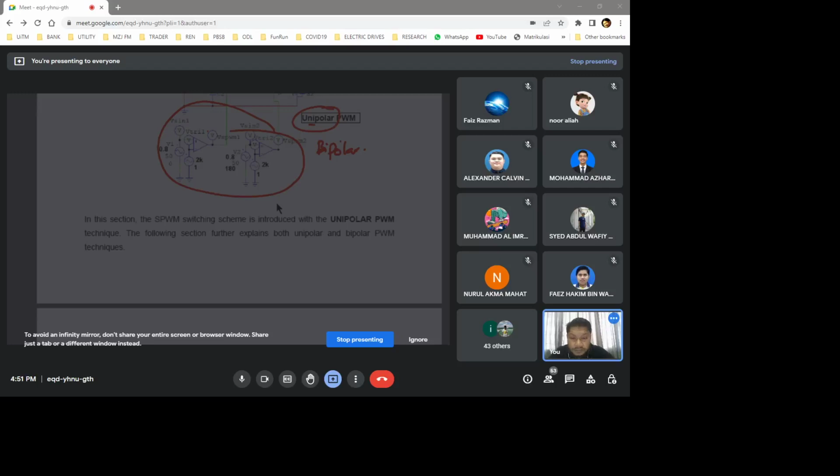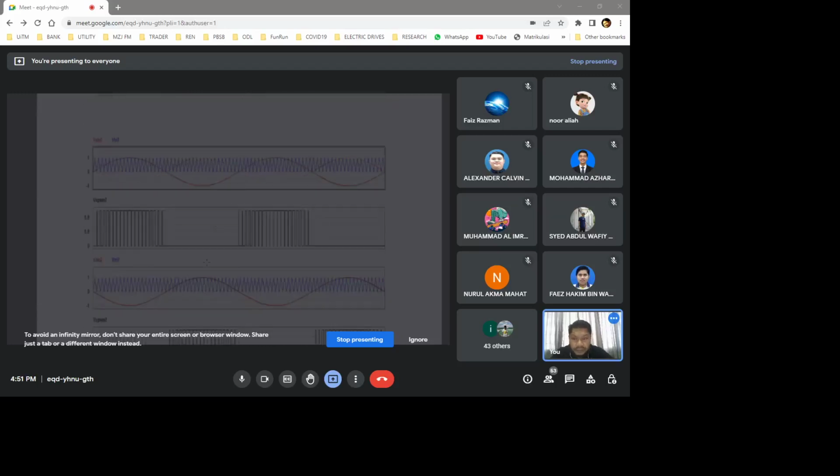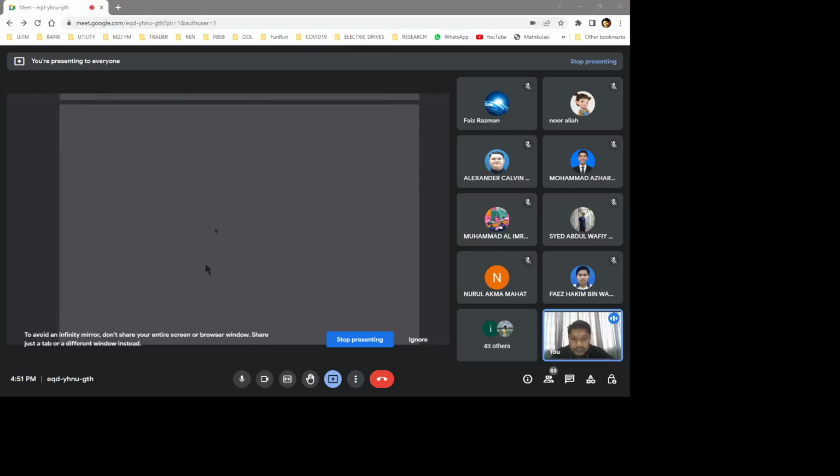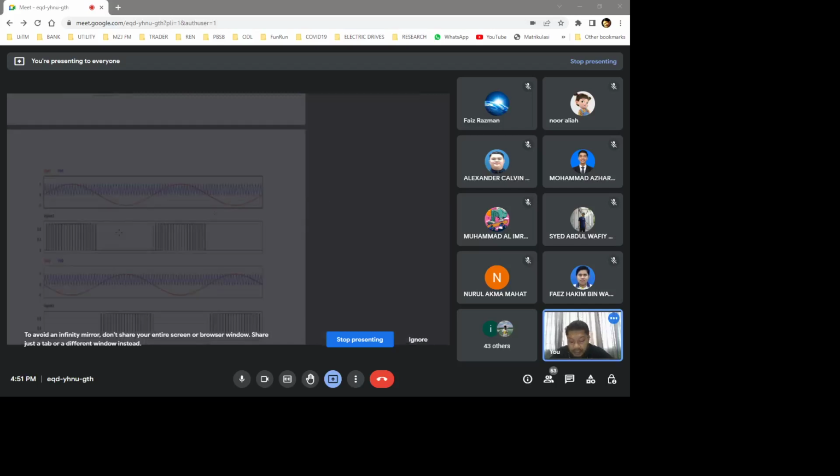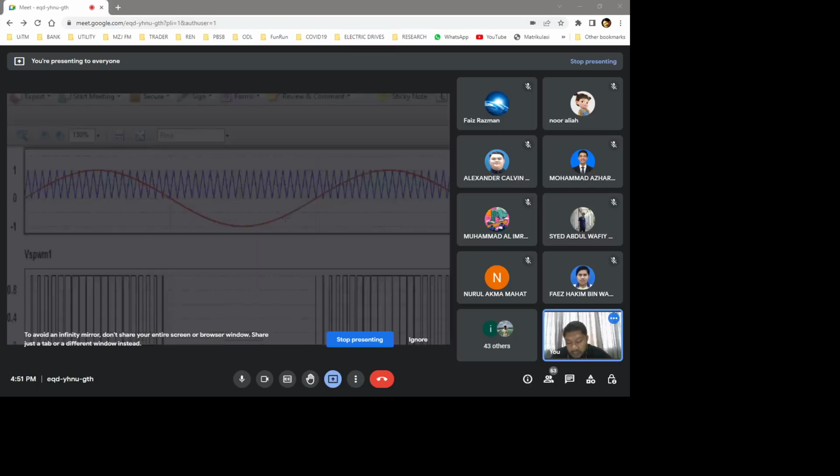Okay, so we look further down, and this is unipolar PWM. If you look closely, the difference between bipolar and unipolar is that for unipolar, look at the carrier signals. It only consists of positive values of carrier signals. The triangular carrier signals consist only of positive values.